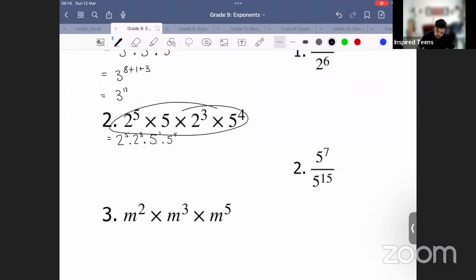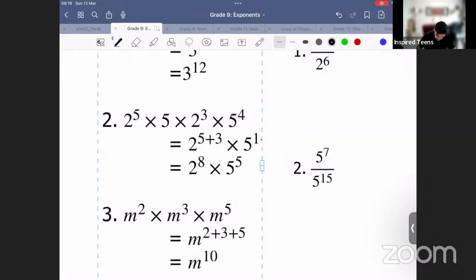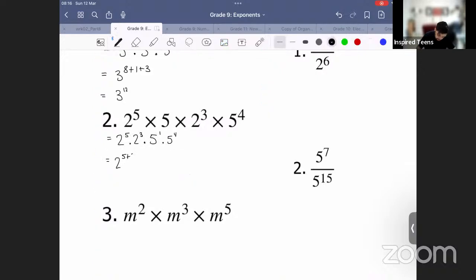Now I can simplify the 2's and I can simplify the 5's separately. So this is going to become 2 to the power of 5 plus 3 times 5 to the power of 1 plus 4. I hope we're seeing that and that makes sense. So this becomes 2 to the power of 8.